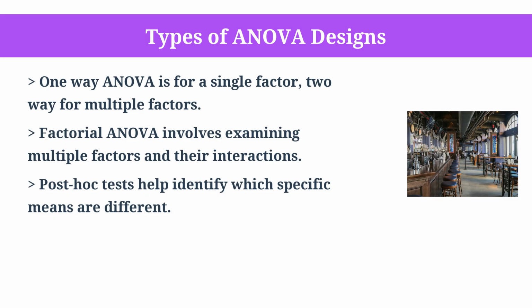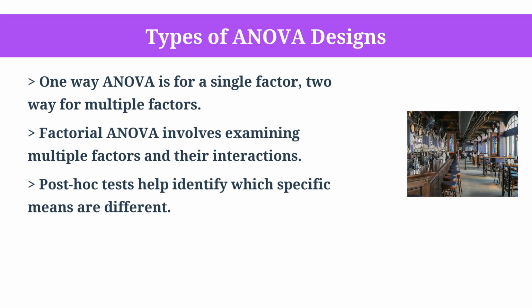random variation. Now, there are a few types of ANOVA designs like one-way, two-way, and factorial ANOVA. Each type depends on the number of independent variables involved in your experiment. One-way ANOVA is used when you have only one factor being examined, whereas two-way or factorial ANOVA involves multiple factors.